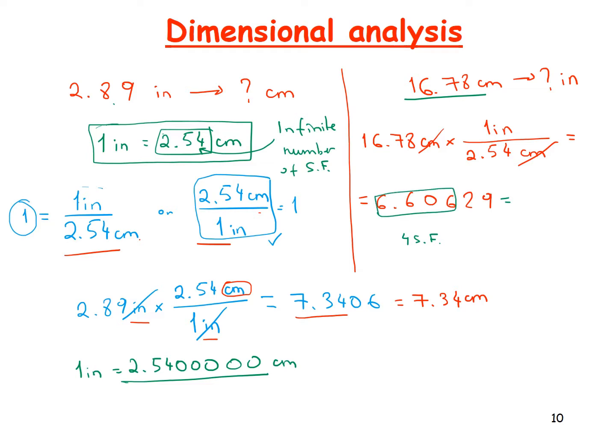So you never restrict your answer based on the conversion factor. It's always going to be based on this, right? So in this case, I have 4 significant figures. Again, it's not 3 because this can have more zeros, as many as needed. So 4 significant figures.